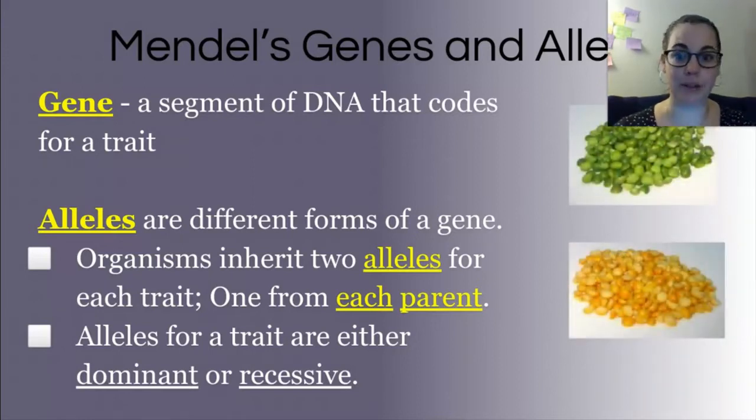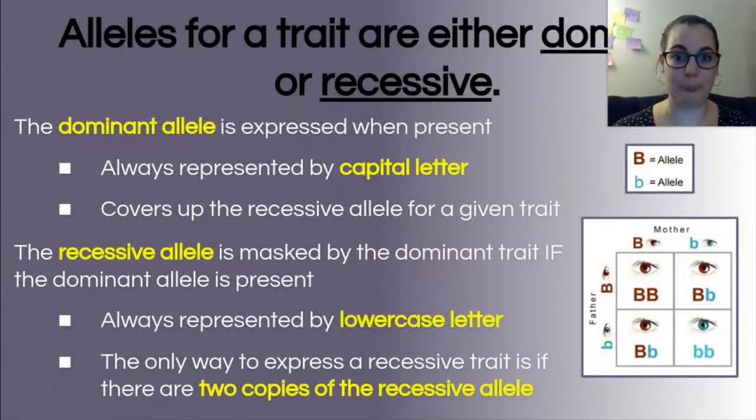Remember that Mendel, in order to find out these things, looked at peas. We got a bunch of peas here. So let's take this idea that alleles for traits are either dominant or recessive. The dominant allele is expressed when it is present. So we represent it with a capital letter. So if we look over here, capital B is that dominant allele. And it covers up the recessive allele for a given trait. The recessive allele is a lowercase letter. It is masked by the dominant trait if that dominant allele is present.